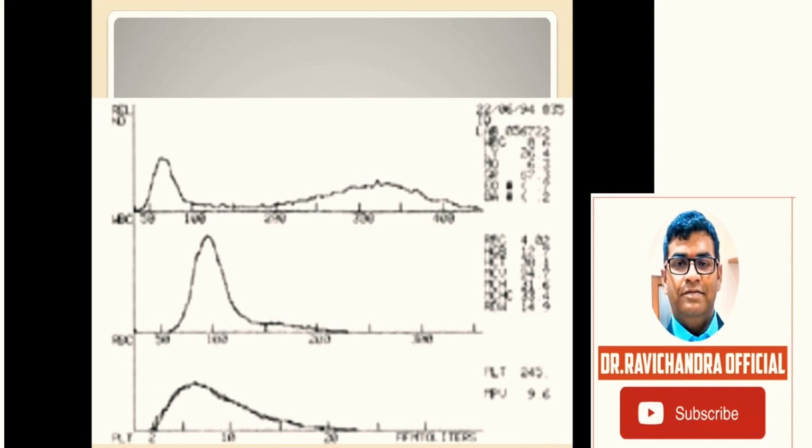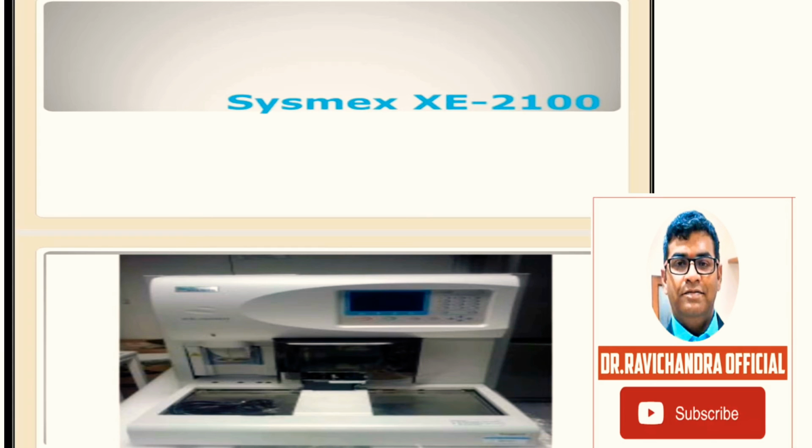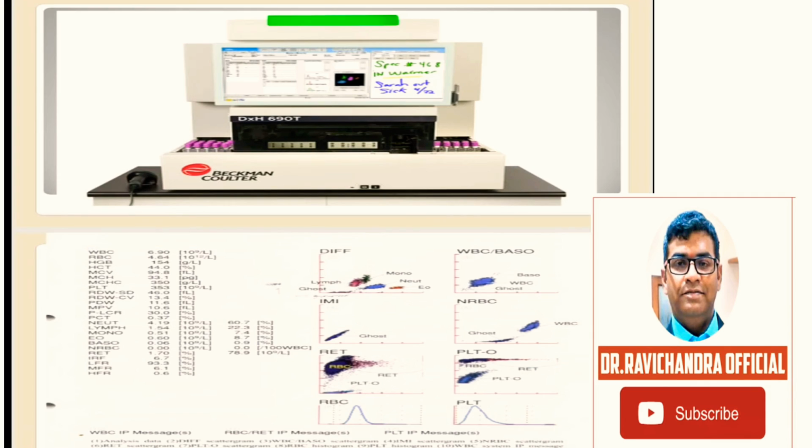This is the histogram showing the RBC, WBC, and platelets. This is the popular Sysmex XC Coulter machine, and this is Beckman's Coulter. In this picture, you are able to see the total indices that can be depicted from the figure: WBC, platelets, hematocrit, hemoglobin, MCV, MCH, MCHC, platelet count, red cell distribution width, differential leukocyte count.